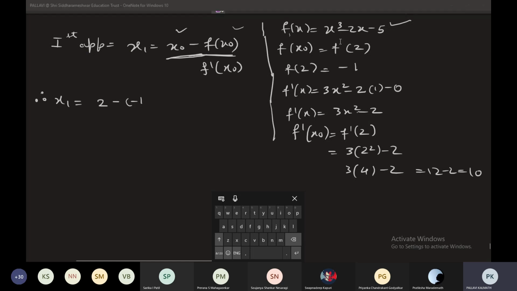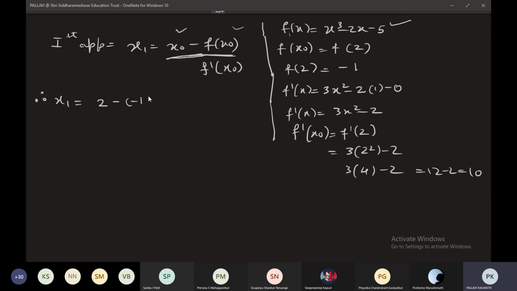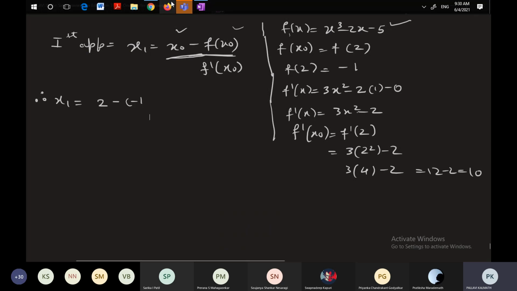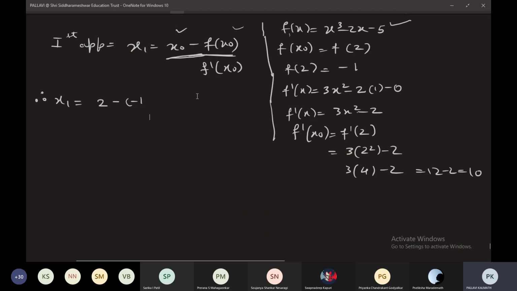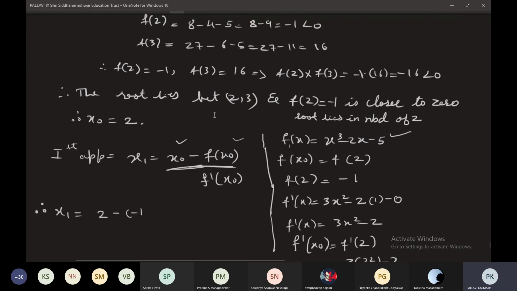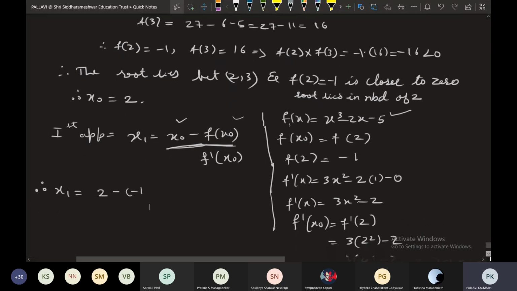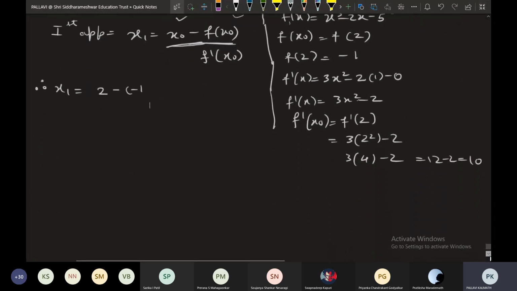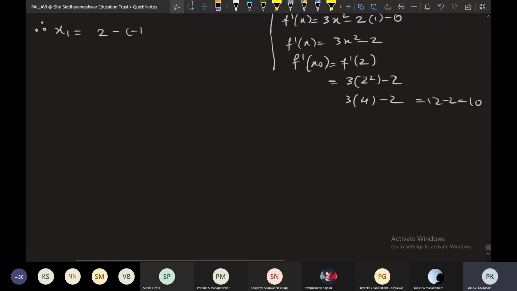Okay, so before going to the second iteration, it is not necessary to find f of x1. You require only x1. You have got x1, so with the help of x1, you find x2. Is it clear what I am saying? So solve for x2 and tell me the answer.